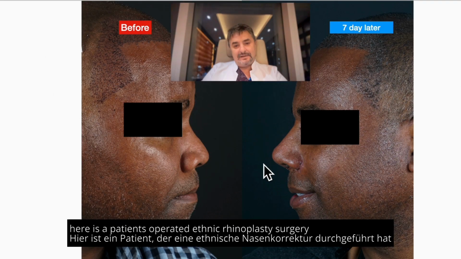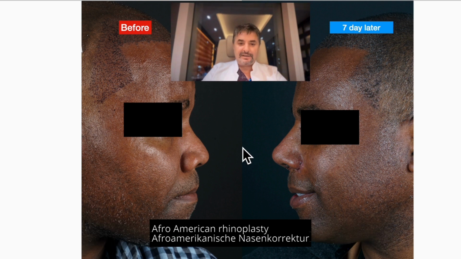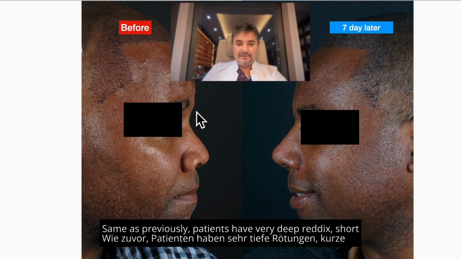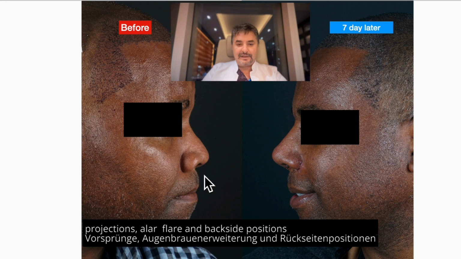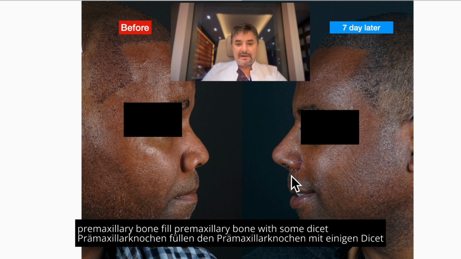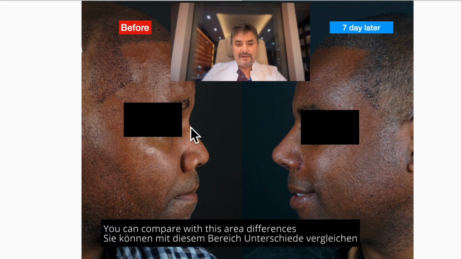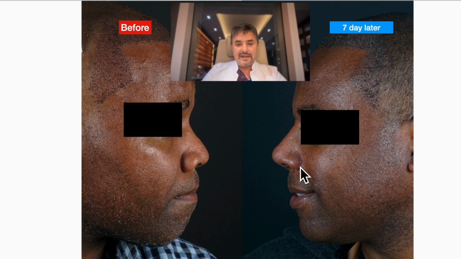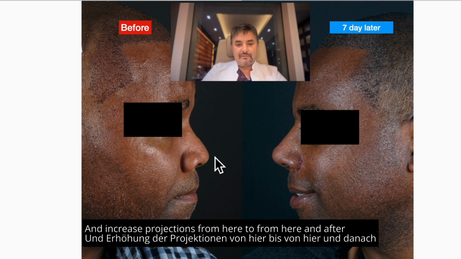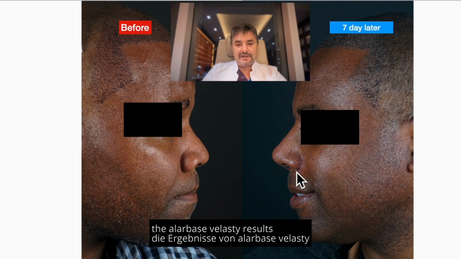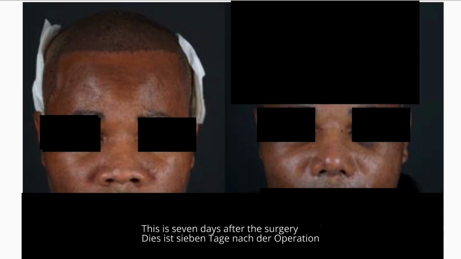Here is a patient operated on with ethnic rhinoplasty surgery, Afro-American rhinoplasty. Same as the previous patients, very deep radix, short projection, wide alar flare and backside position of the premaxillary bone. We fill the premaxillary bone with some diced cartilage graft and fill the radix region. You can compare the differences in this area and the increased projection from here to here. And after the alar base plasty, these are the results, 7 days after the surgery.